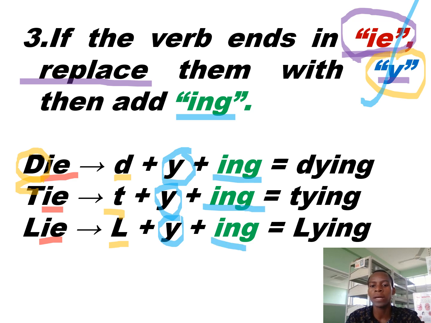So we have verbs like dying, tying, and lying. These verbs are formed after the omission of the IE, replacing it with the Y, then we add ing. Let's have a look at the next part.